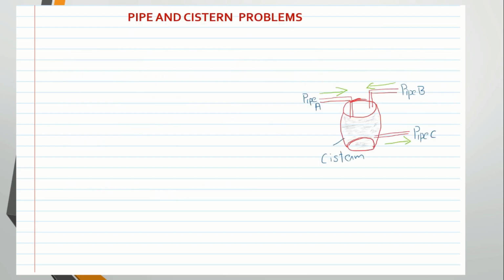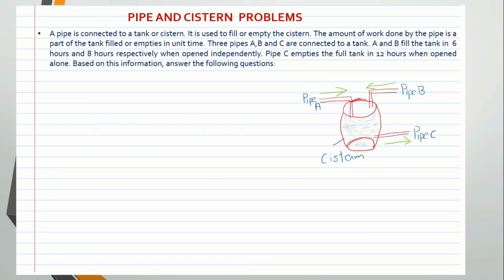Now I have a question here. You have a cistern and two pipes A and B, as you see in the diagram, they are filling the cistern, and the third one is emptying it. So let us start with the problem. If a pipe is connected to a tank or a cistern, it is used to fill or empty the cistern. The amount of work done by the pipe is the part of the tank filled or emptied in unit time. So three pipes A, B, C are connected to the tank. A and B fill the tank in 6 hours and 8 hours respectively when opened independently. C empties it in 12 hours when opened alone.